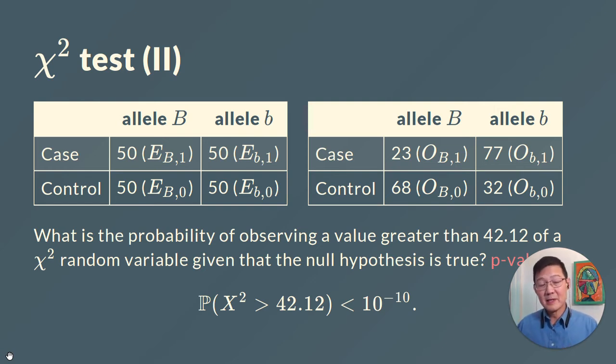You look up the table of the chi-squared distribution, and you can see that the probability that X squared is greater than 42.2 is actually 10 to the minus 10. So we can conclude that this statistic is actually very far out in the tail of this chi-square distribution. So it's very unlikely to see that observation.